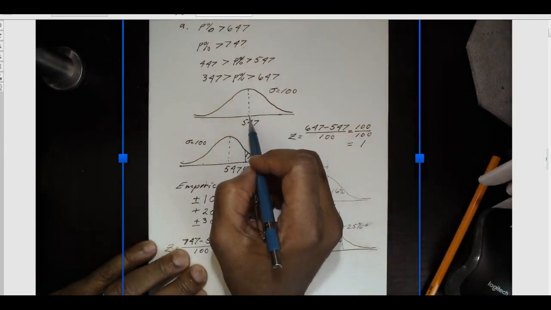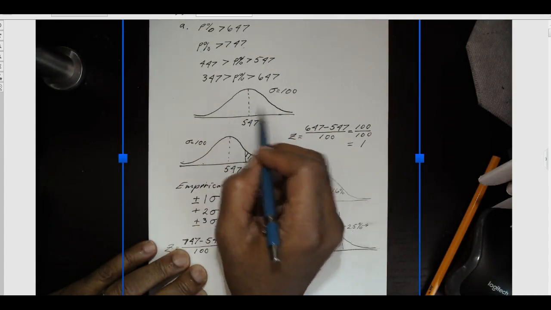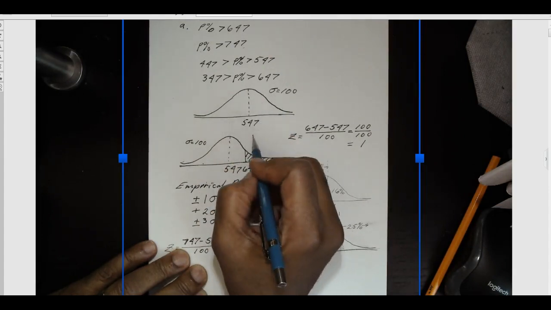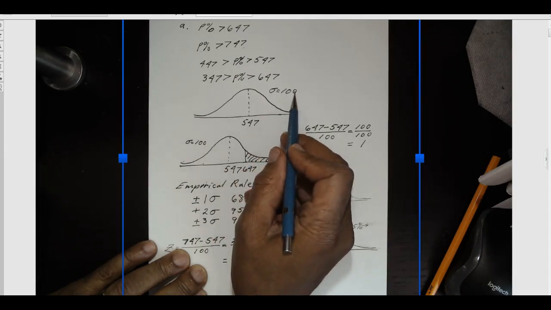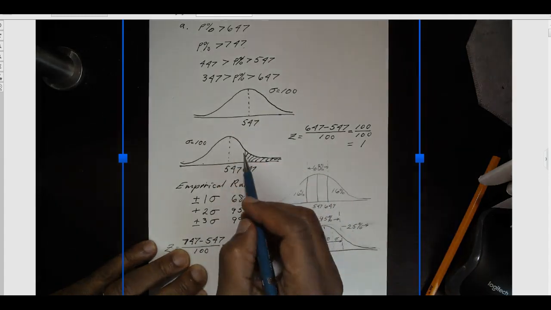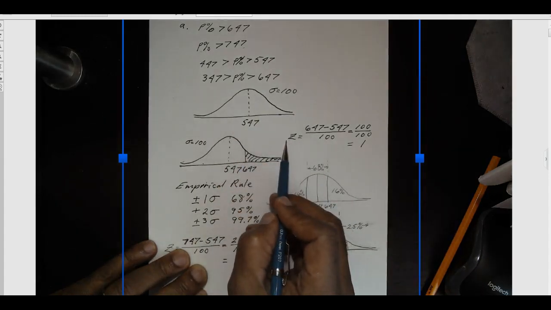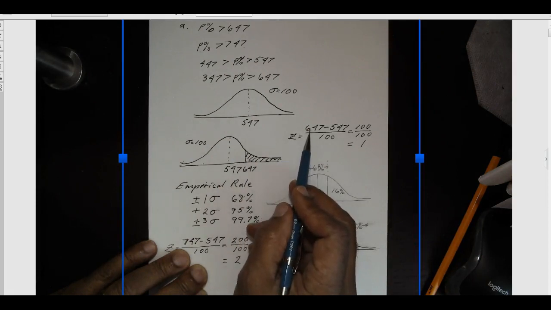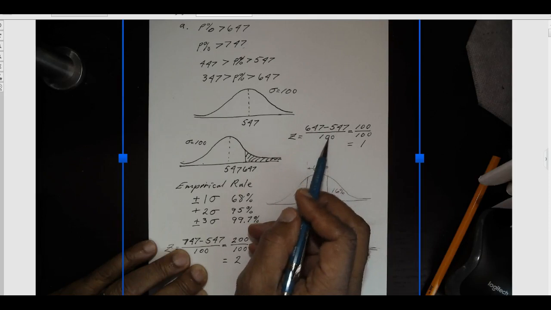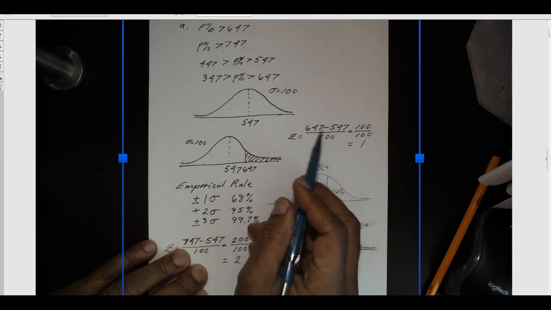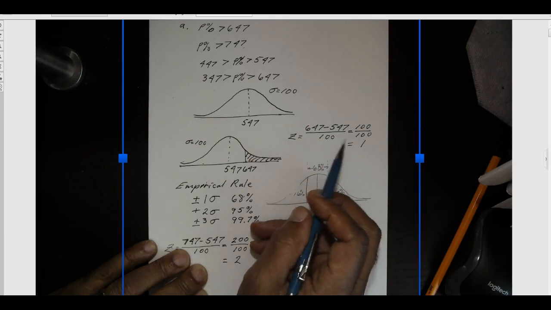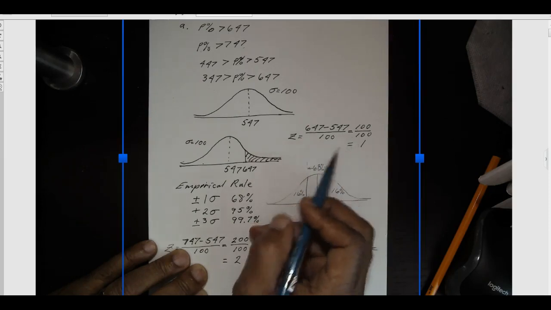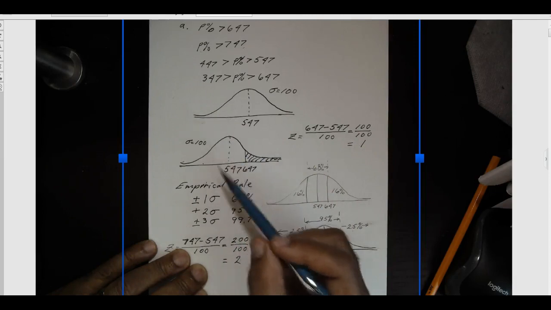So if we represent the distribution as a bell-shaped curve, my bell-shaped curves always look a little lopsided, with a mean of 547 and a standard deviation of 100. We can calculate the z-score for the first problem, which is x minus mu over sigma. Well, 647 is 100 away from the mean. Standard deviation is 100, so the z-score is 1. And you'll find that the other calculations work out to be similar.